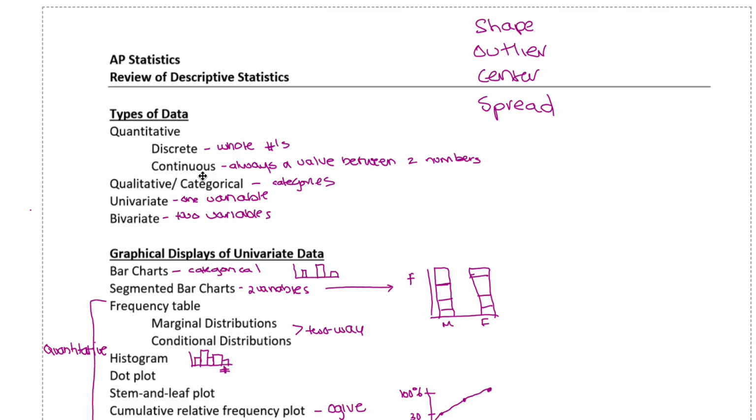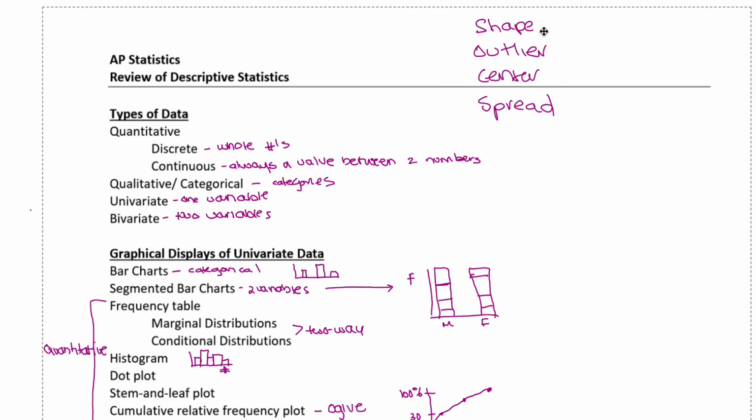2.147, etc. Qualitative or categorical data is when you group the data into categories, so it cannot be measured numerically. For example, you can categorize the colors of hats by red, blue, yellow, things like that. And also we have univariate data, which just means one variable, and bivariate data, which means two variables. And just a quick review of SOCS.